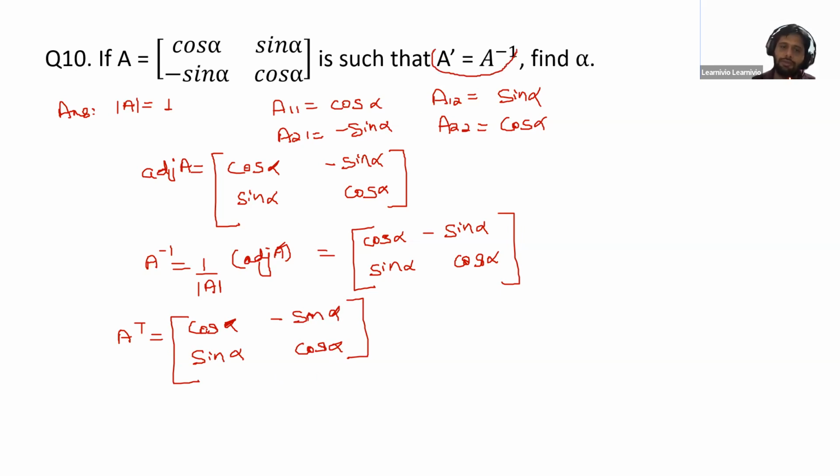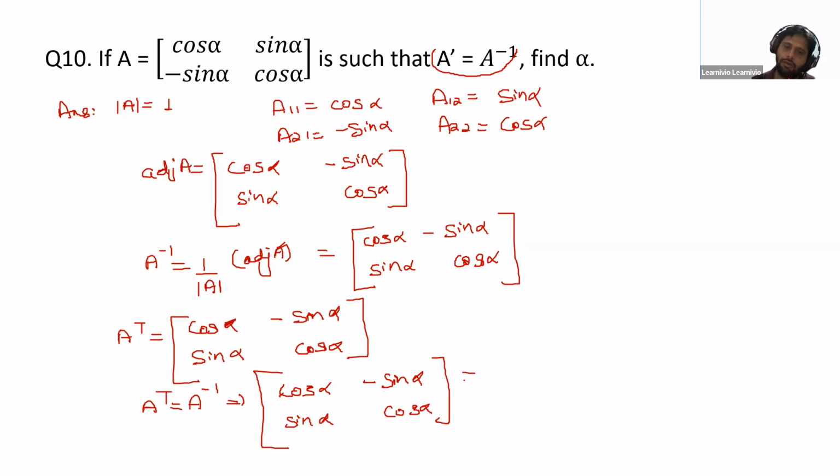Now as per the question, A transpose is equal to A inverse. So we will equate this with A inverse. So we'll put the value. What is A transpose? This is cos alpha, minus sine alpha, cos alpha, and this is equal to A transpose. So this is cos alpha, minus sine alpha, and cos alpha.